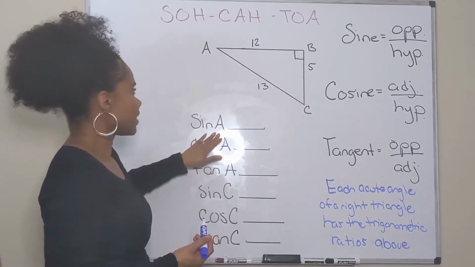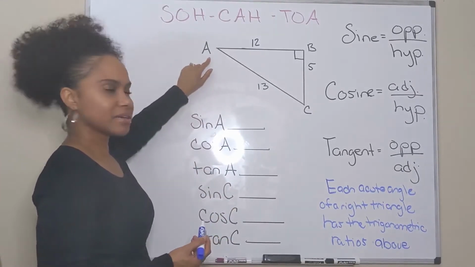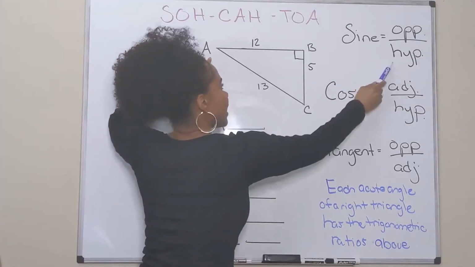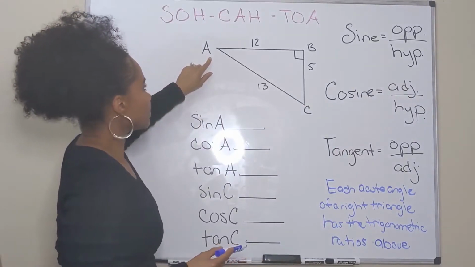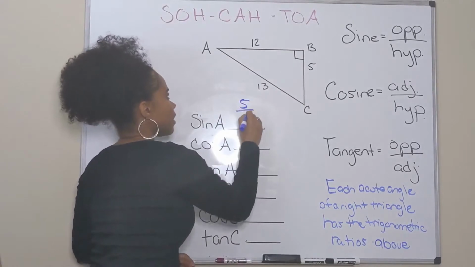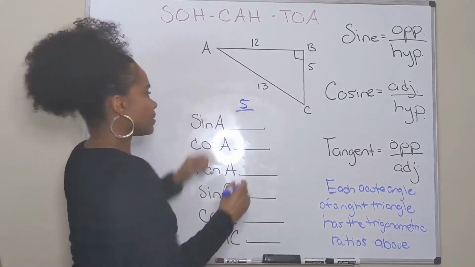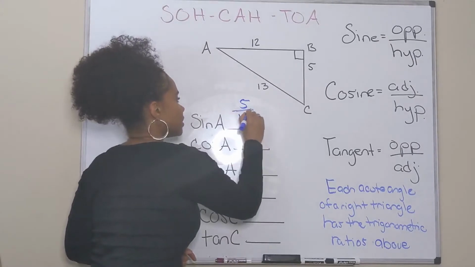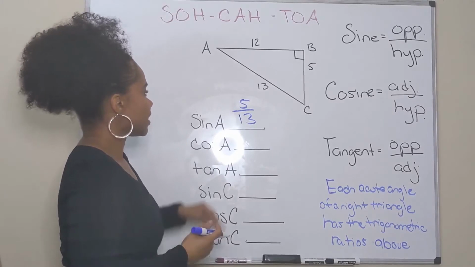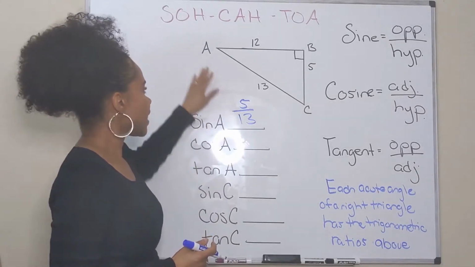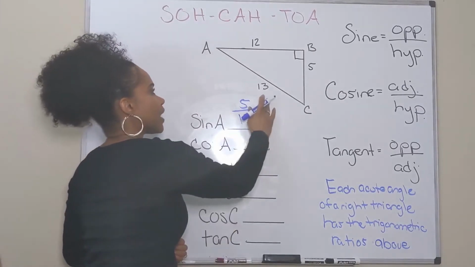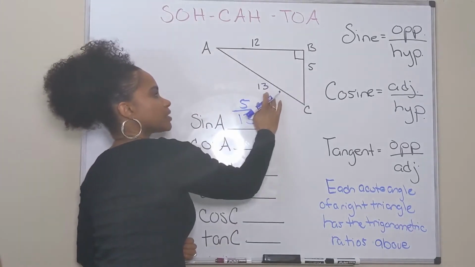So we want to find the sine of A. This is angle A right here. Sine is opposite over hypotenuse, so that ratio would be opposite, which is 5, over hypotenuse, which is 13. And that is already in simplest form. We cannot simplify 5 over 13. So the trig ratio for sine of A is simply 5 over 13. And remember how to locate the hypotenuse: it is always opposite the right angle.